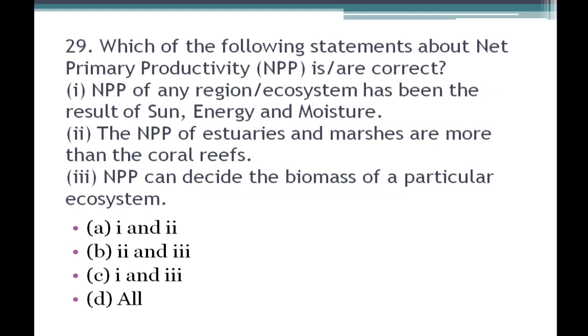Question number 29. Which of the following statements about net primary productivity is or are correct? Number 1. NPP of any region or ecosystem is the result of sun, energy and moisture. Number 2. The NPP of estuaries and marshes is more than the coral reefs. Number 3. NPP can decide the biomass of a particular ecosystem. So the correct option is option A, that is 1 and 2. Statement 3 is incorrect because NPP cannot decide the biomass of a particular ecosystem but the age and time span of a particular ecosystem.